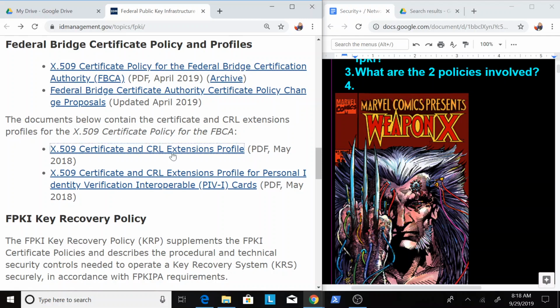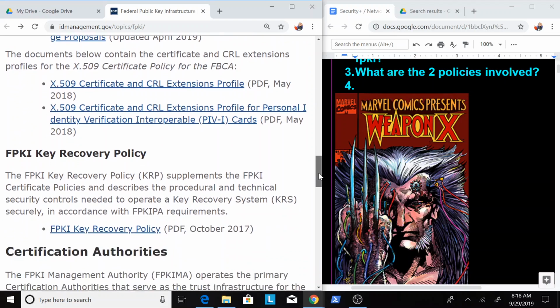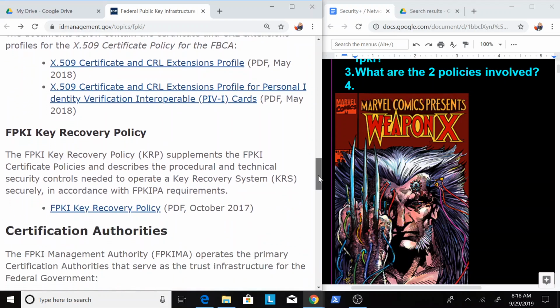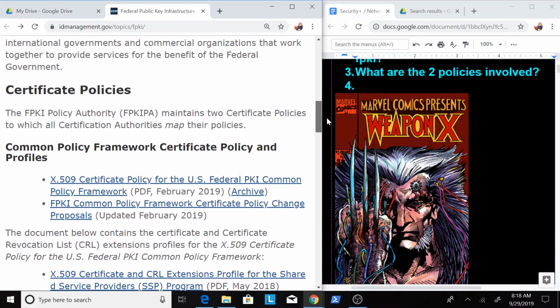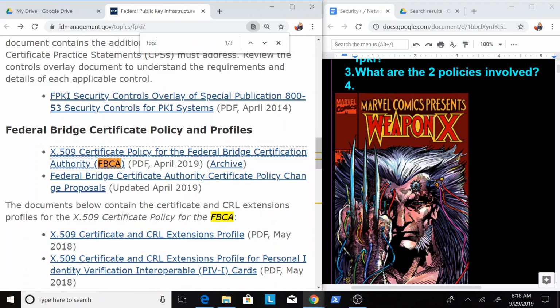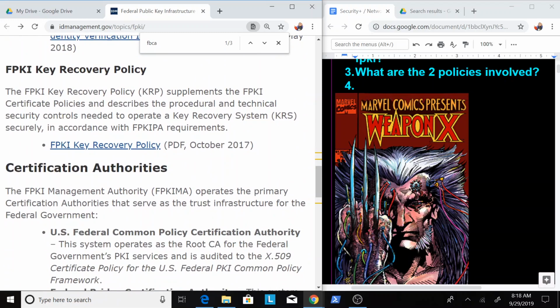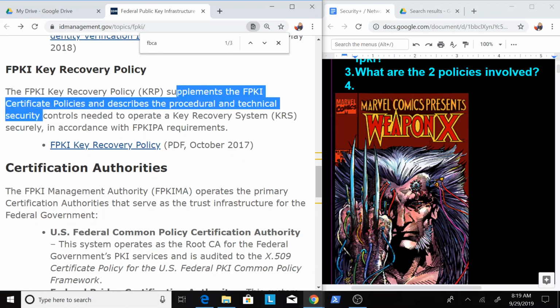And then the documents below contain the certificate and CRL extension profiles for the X509 certificate policy for the FBCA. What is FBCA? There we go. Federal Bridge Certification Authority. So many acronyms. There's this FPKI Key Recovery Policy. It supplements the FPKI certificate policies and describes the procedural and technical security controls needed to operate a key recovery system.